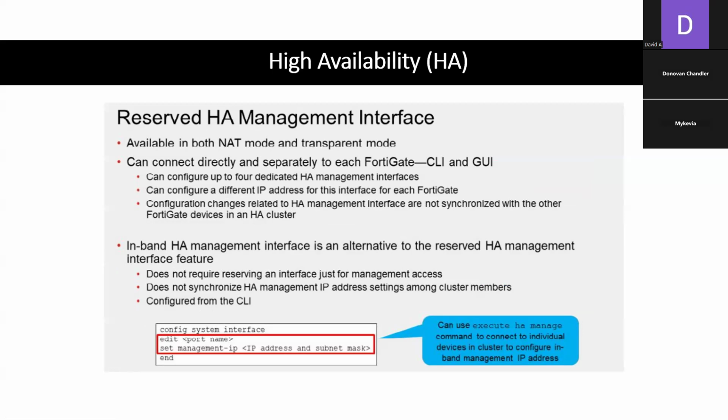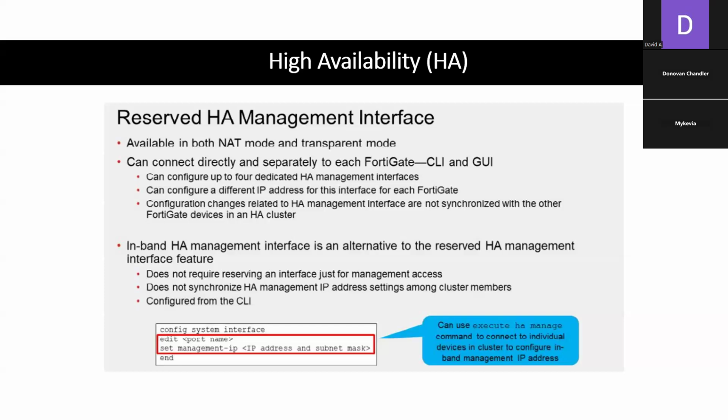Okay, one of the most complicated things in setting up HA. If you want to be able to connect to each device directly, I gave you guys one simple way to do it. You can just get on the primary and switch with the ID. But you can also reserve an interface for HA management, okay? The protocol used between the FortiGates, FGCP, the FortiGate Clustering Protocol, supports reserved HA management interfaces in both NAT and transparent mode.